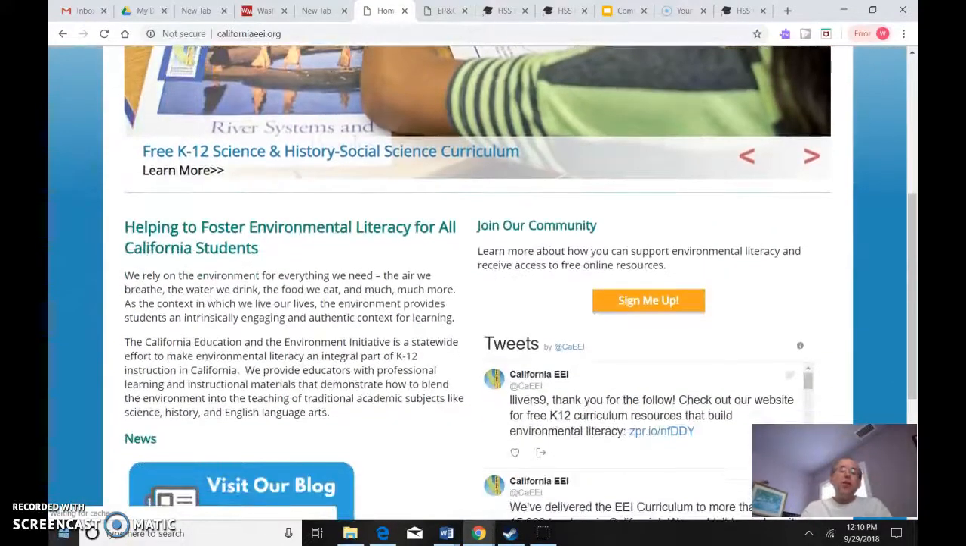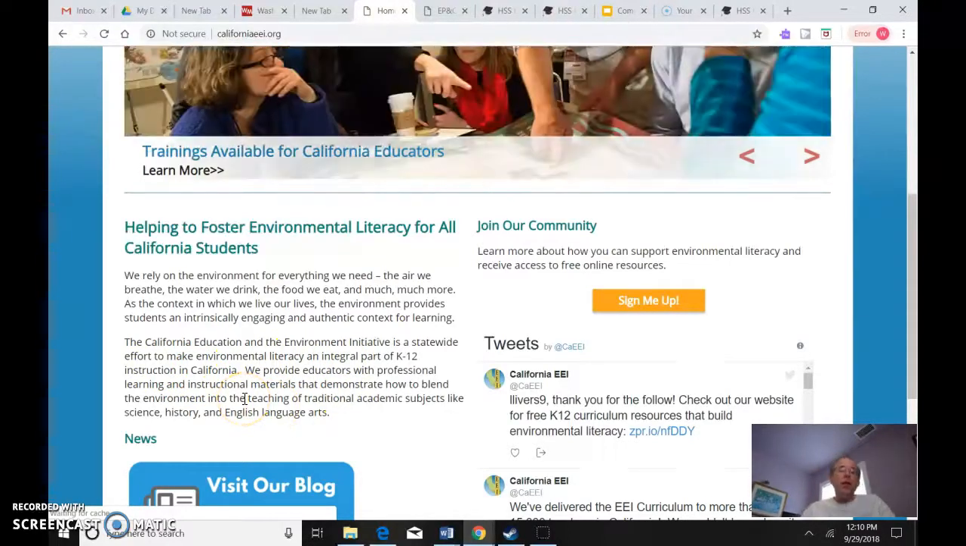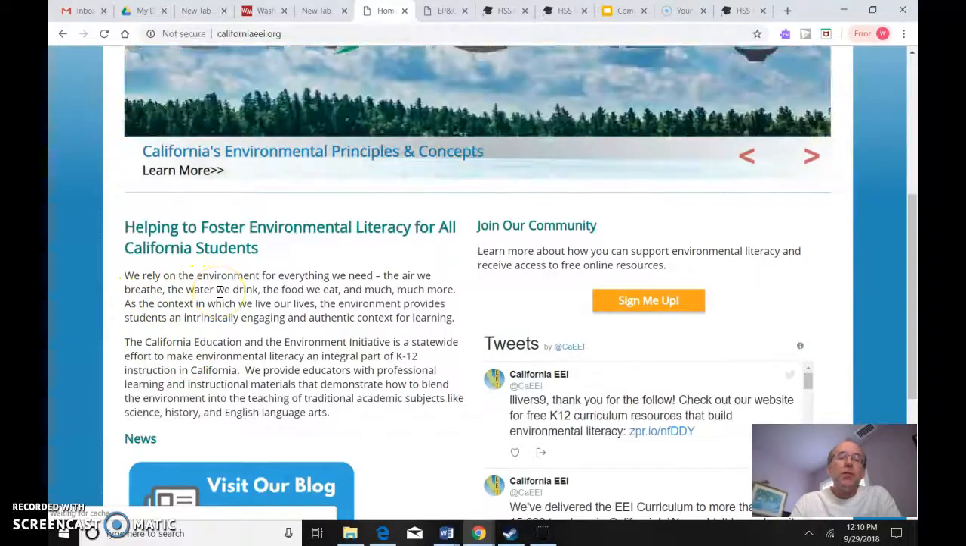The California Education and Environment Initiative is a statewide effort to make environmental literacy an integral part of K-12 education in California. And I wanted to point out here that the environment is the context in which we live our lives, and thus it provides students an intrinsically engaging and authentic context for learning.